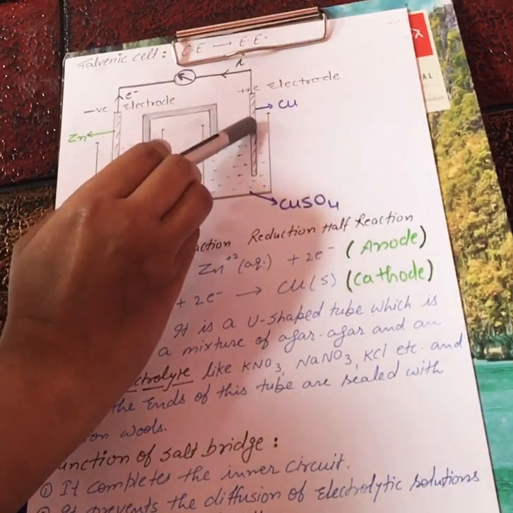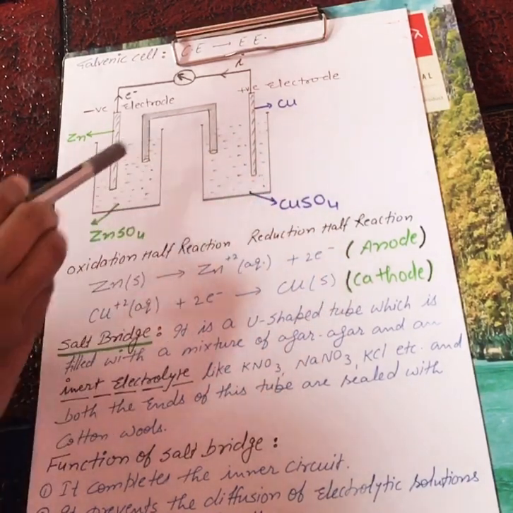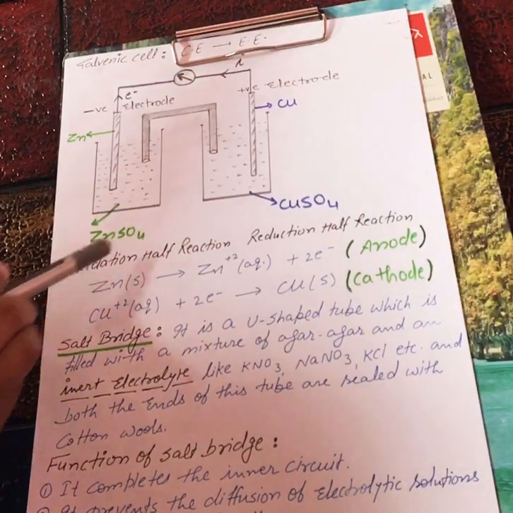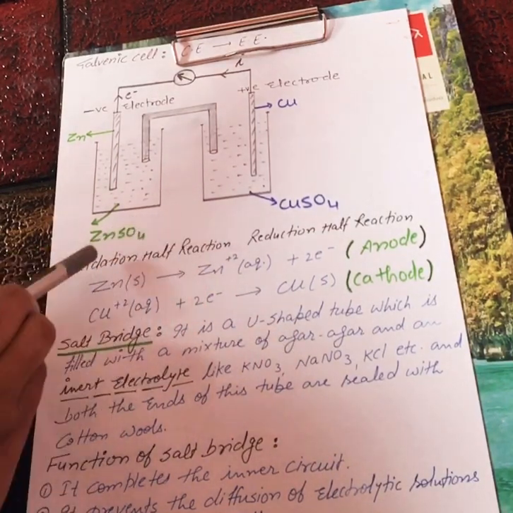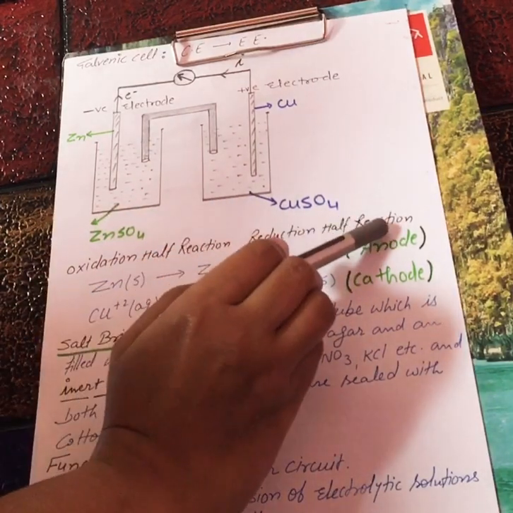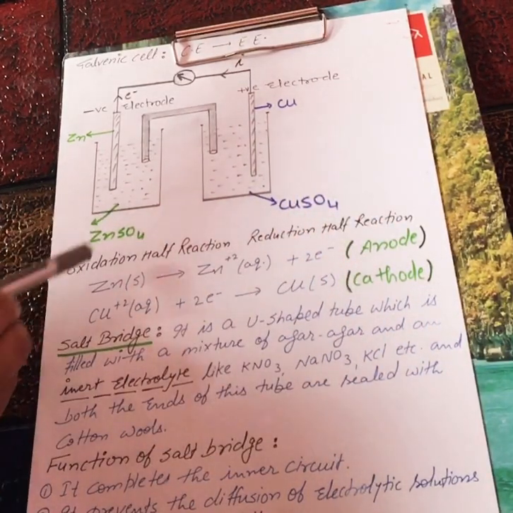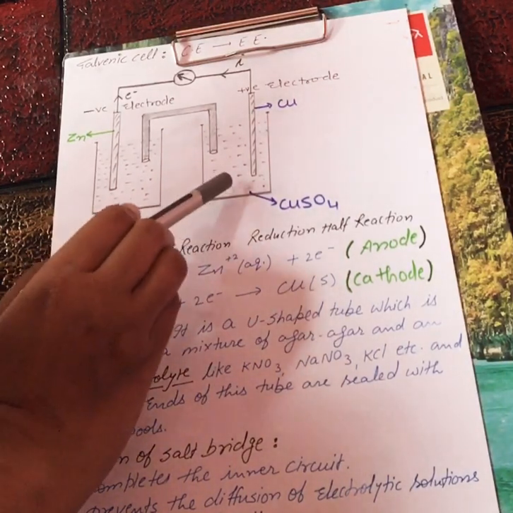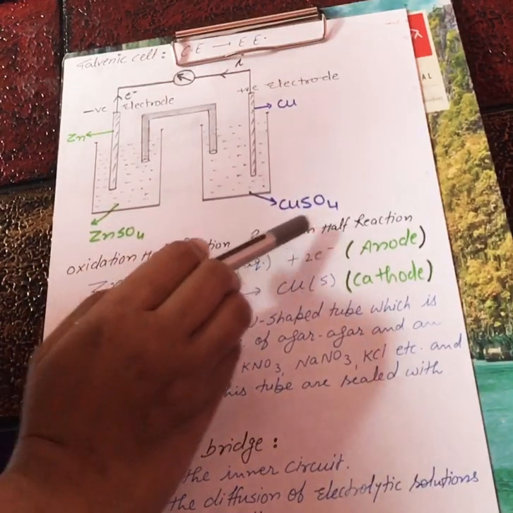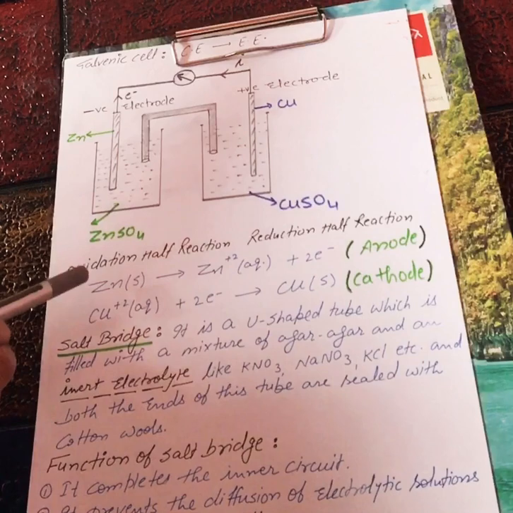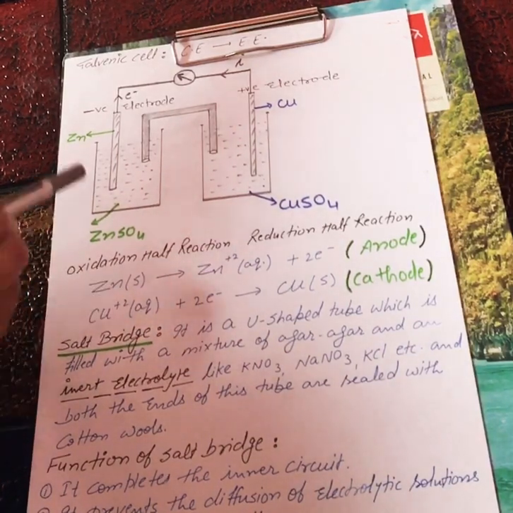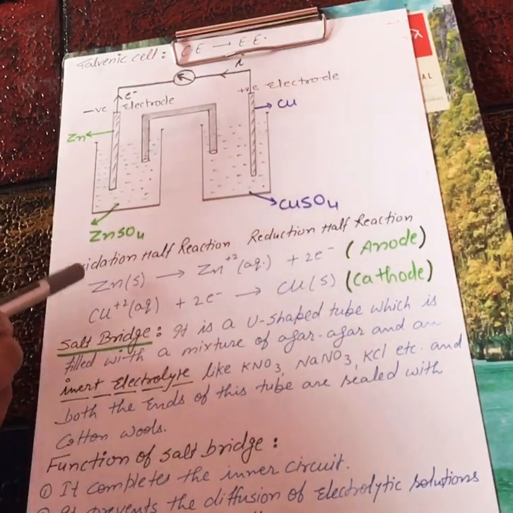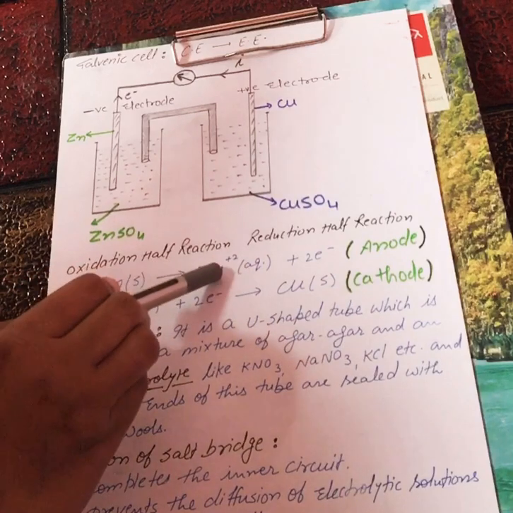Why? This plate will act as cathode. This plate will act as anode. Here, the oxidation half cell takes place. Here, the reduction half cell takes place. This beaker will act as the oxidation half cell. This beaker will act as the reduction half cell. Therefore, because of the zinc rod and ZnSO4 electrolyte, this reaction will take place. That means we can say zinc will be oxidized.